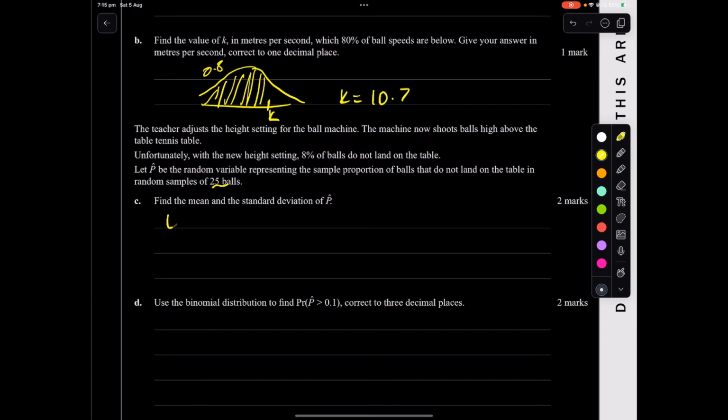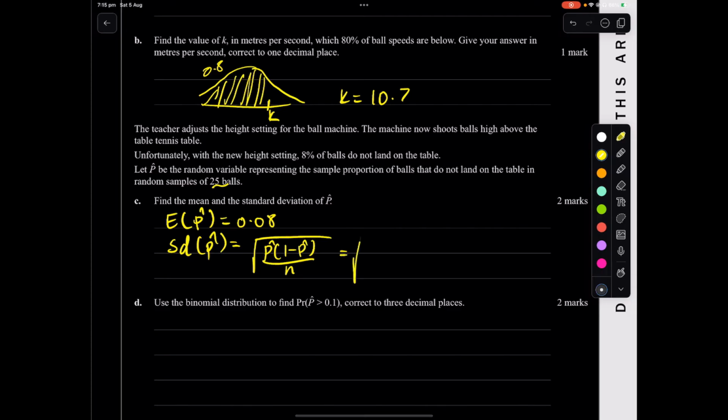So we know that the expected value, so the mean of a proportion, is just the probability, so 0.08. And your standard deviation, so the SD of P, is the square root of p times 1 minus p, over n.